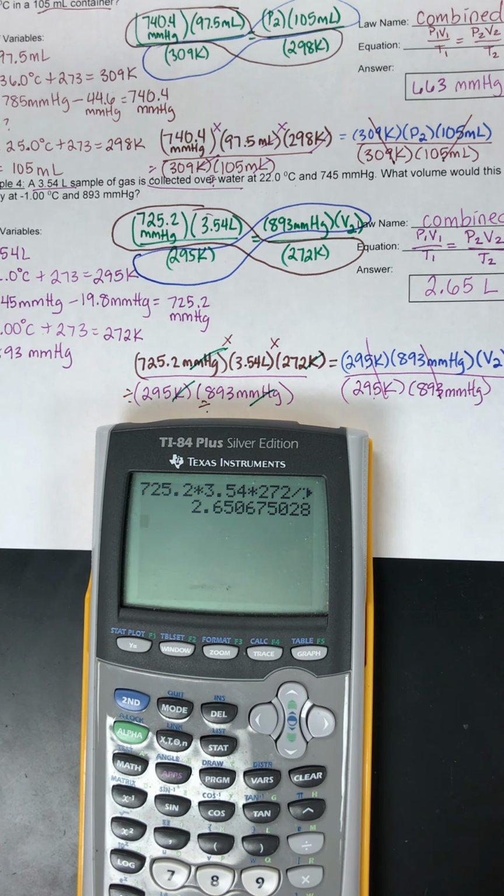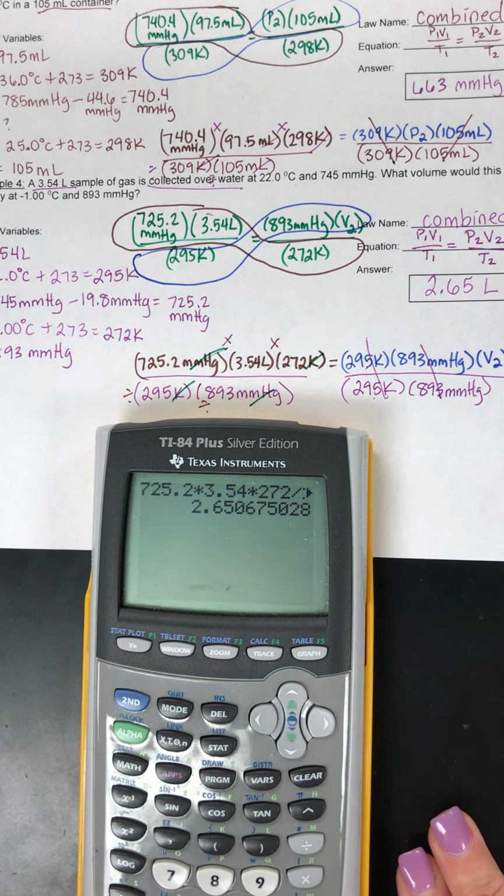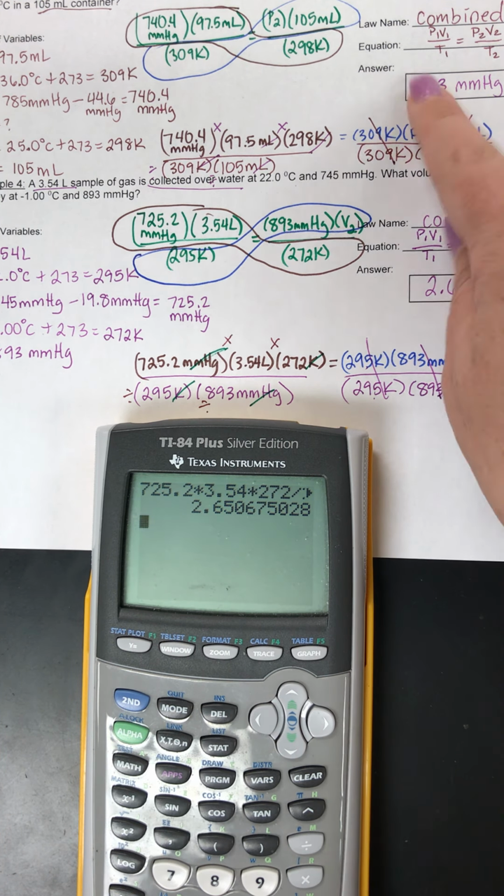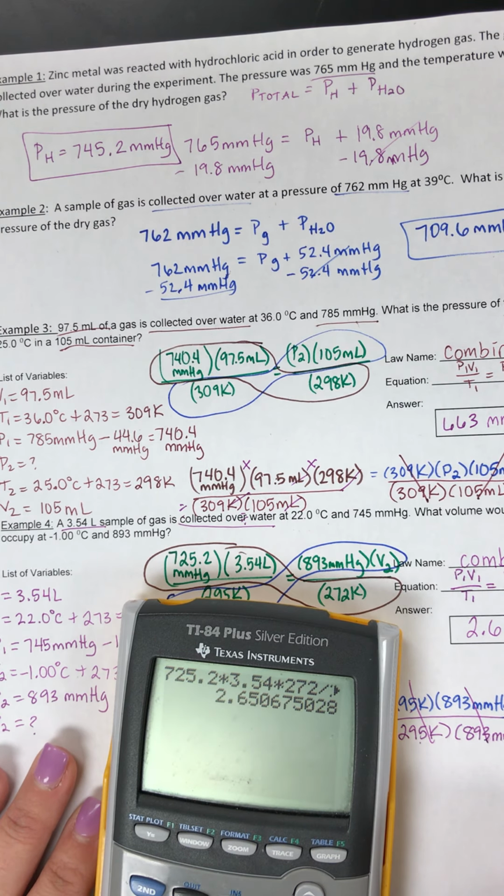So all the ones on this assignment are all collected over water, so you will be subtracting for all of them. Just some of them will have the combined gas law like this. Some of them will just be like our first 2 examples where you're just subtracting from the total. Email me with any questions.